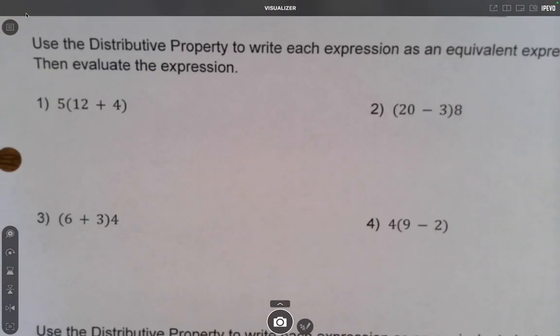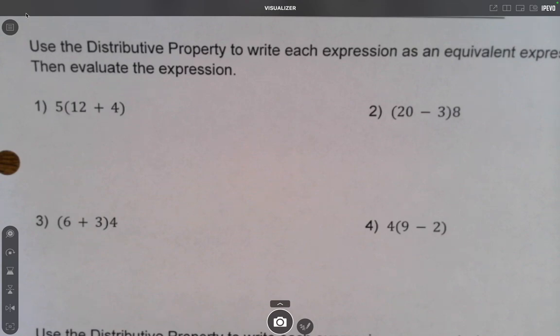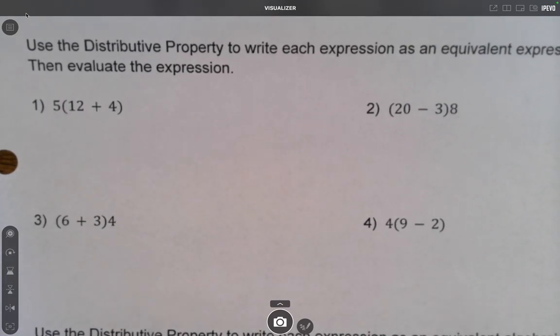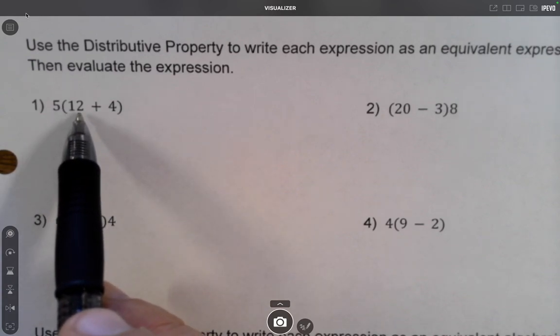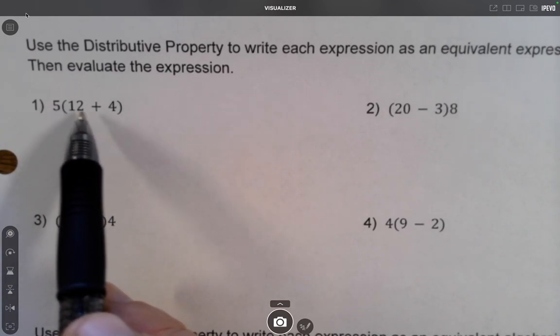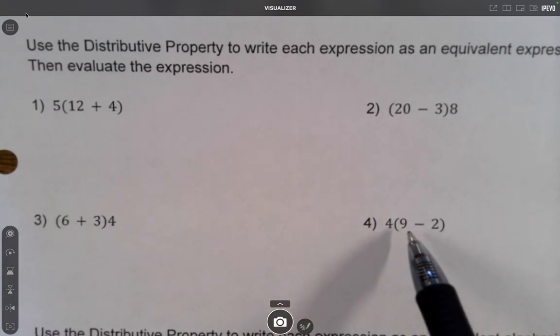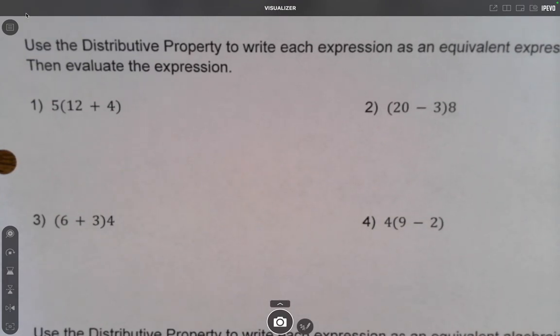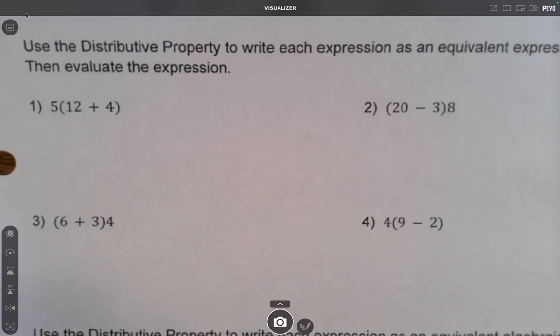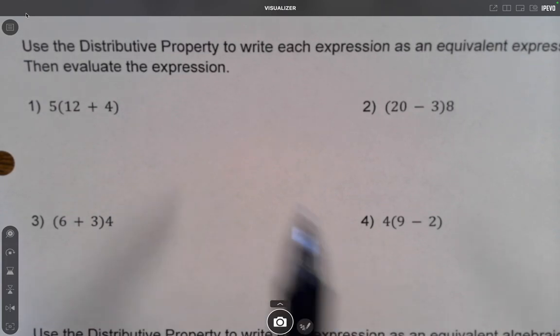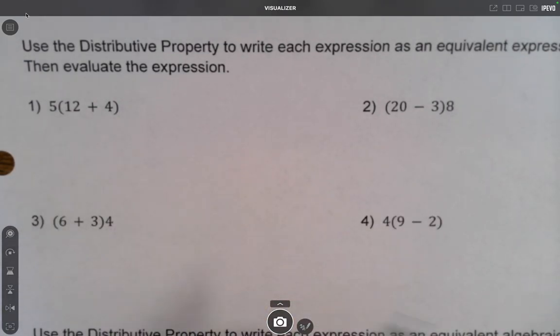Now, for 1 through 4, there are other ways that you can solve these. You could just use the order of operations. For example, on number 1, you just say, okay, in the parentheses, 12 plus 4 is 16. 16 times 5 is 80. That's fine. On number 4, you could do 9 minus 2 is 7. 7 times 4 is 28. So other than in this lesson, if you want to do the order of operations instead, when the only thing you have are numbers, that's completely fine.